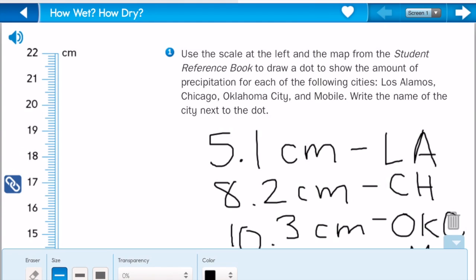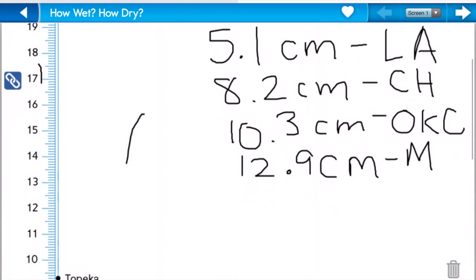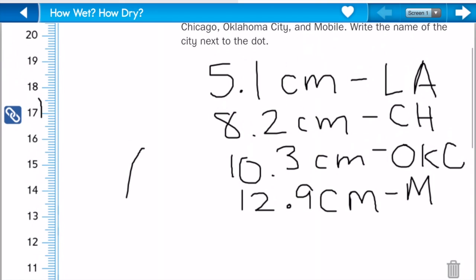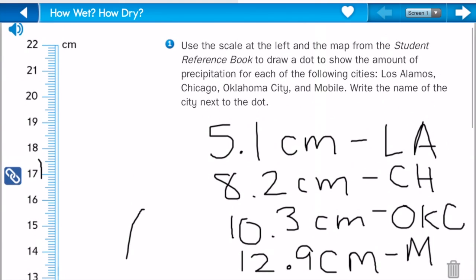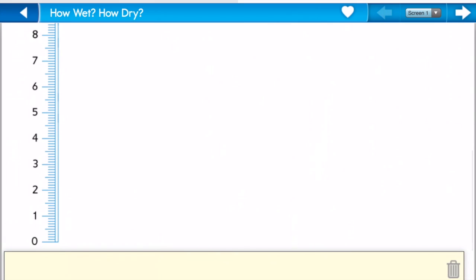Now, we are going to figure out where they go on the map. When we look at this, we see it starts all the way down here. And Los Alamos had 5.1 centimeters. So we are going to put our dot right here. I'm going to put LA beside it for short.